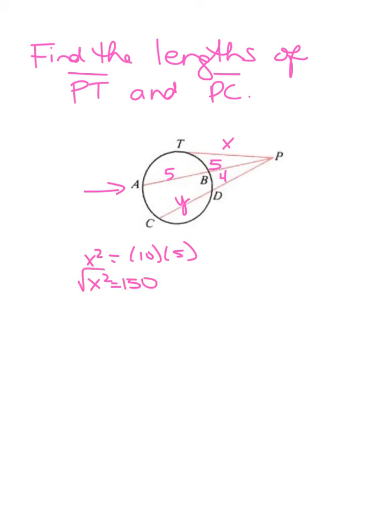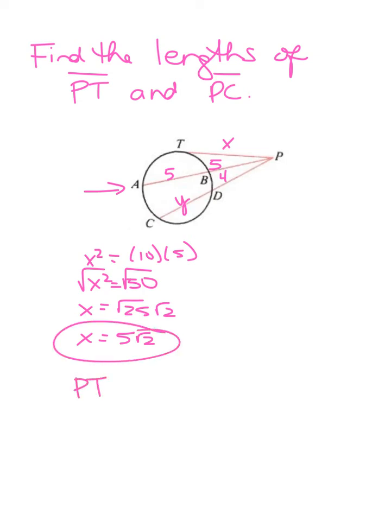Take the square root of both sides. Again, I know x has to be positive because it's a length, so the square root of 25 times the square root of 2. So x has a value of 5 root 2. So that's the measurement for PT. PT is equal to 5 root 2. So we're done with that one.